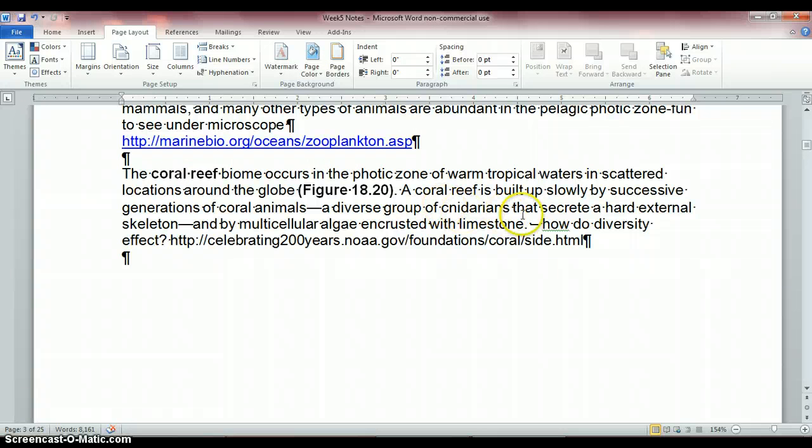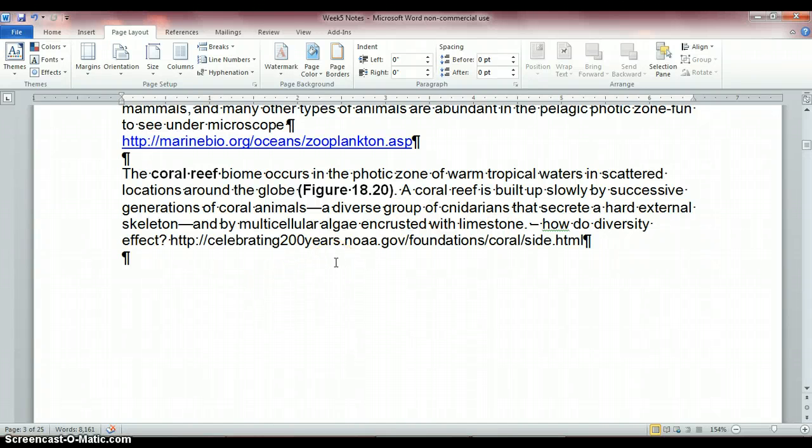Okay. Coral reef is a biome that occurs in the photic zone of warm tropic waters in scattered locations around the globe. A coral reef is built up slowly by successive generations of coral animals, a diverse group of cnidarians that secrete a hard external skeleton, and by multicellular algae encrusted with limestone.